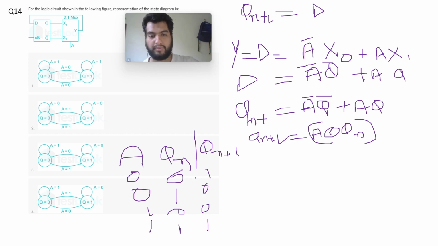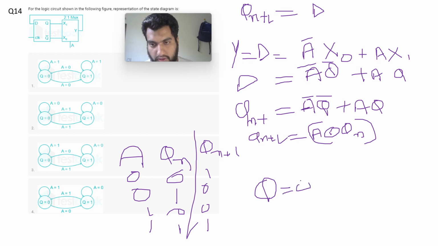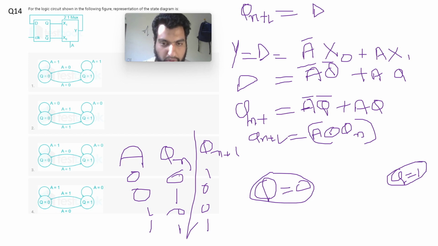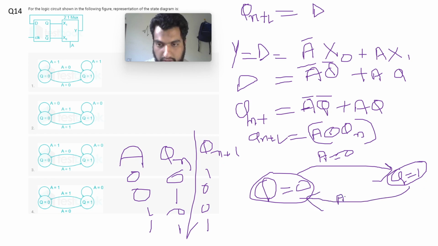So how have I written it? Based on the function Qn plus 1 is equal to A XNOR Qn, and we know that the output of XNOR is high when both inputs are equal. So here the states are Q equal to 0 and Q equal to 1, right? When Q equal to 0, I am making a transition to Q equal to 1 when A equal to 0, right? So you can construct the state diagram from this table. When Q equal to 1, I am making a transition to Qn plus 1 equal to 0 when A is equal to 0. When Qn is equal to 0, I am remaining at 0 when A is equal to 1. Q equal to 1 will remain at Q equal to 1 when A is equal to 1.